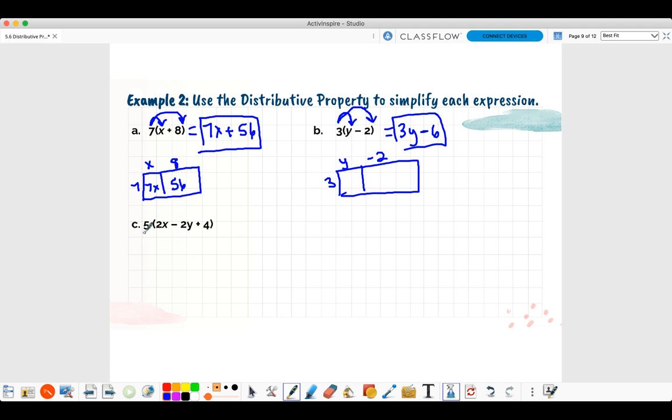Now we're upping the ante a little bit with 3 terms. So how many loops do you think is going to be with 3 terms? 1, 2, 3. So 5 times 2x. So 5 times 2 is 10x. 5 times 2y is going to be negative. Remember, the sign stays right now. 10y. 5 times 4 is positive 20, and that's it. They're all unlike terms. If there were like terms in there, then you would simplify that first. Condense, condense, condense.